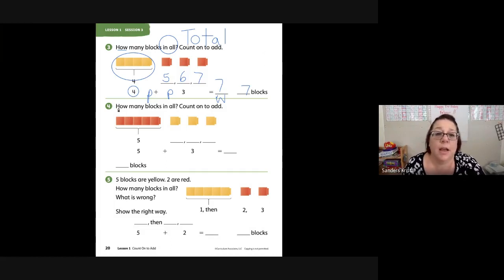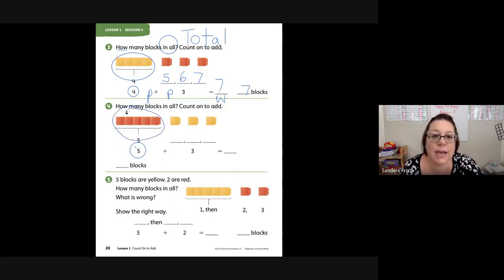Okay? How many blocks in all? Count on to add. Here's number 4. Press pause. Do it on your own and then see if you get it right. We have 5 plus 3. Which number is greater, 5 or 3? Which one's bigger? 5 is greater. So we're going to start with 5.